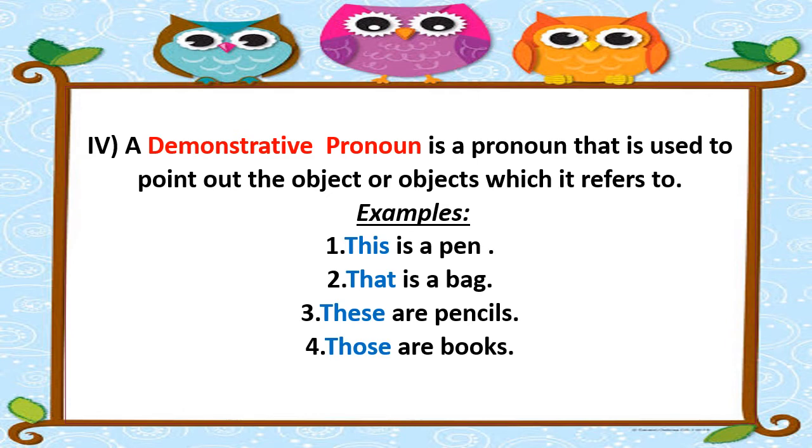Children, the words this, that, these and those are also used as demonstrative adjectives. But there is a difference between demonstrative adjectives and demonstrative pronouns. A demonstrative adjective is placed before a noun, whereas a demonstrative pronoun is usually placed before a verb.